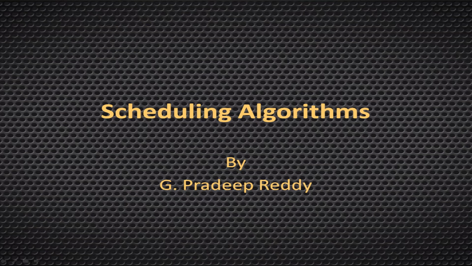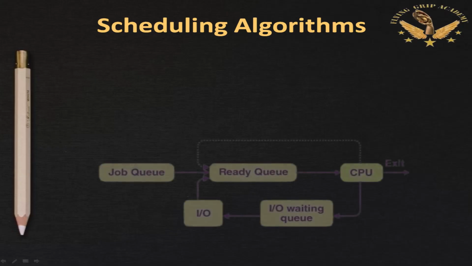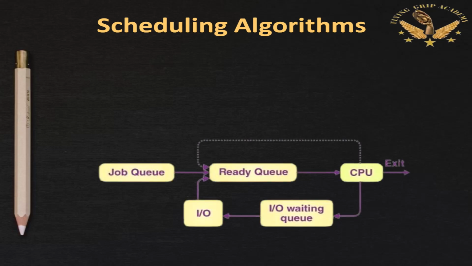I guess today we are going to discuss scheduling algorithms. Let us start with what scheduling algorithms are. Basically, a processor will be executing a number of tasks. While executing them, the jobs will be queued. There are a number of jobs to be executed, so they will be kept in a queue.